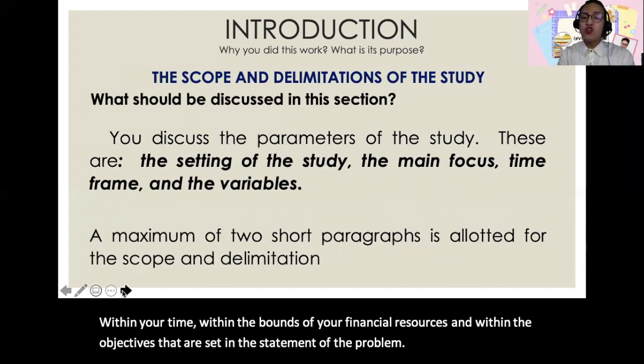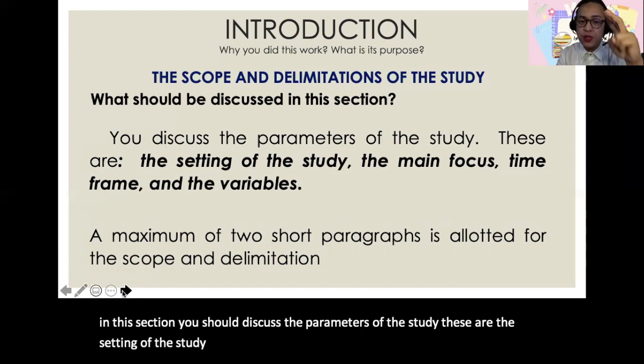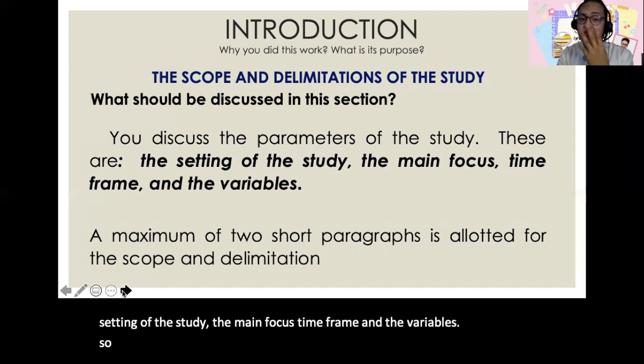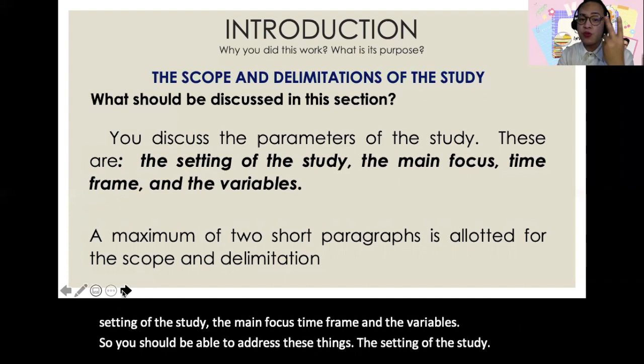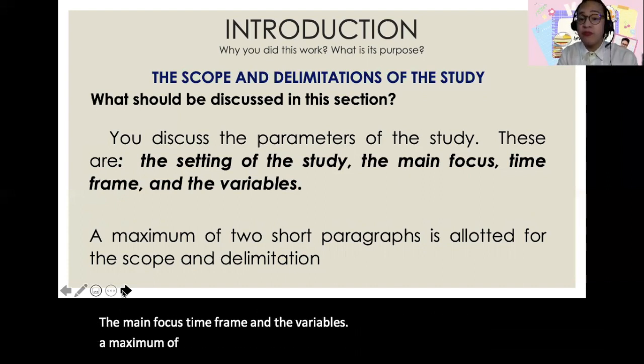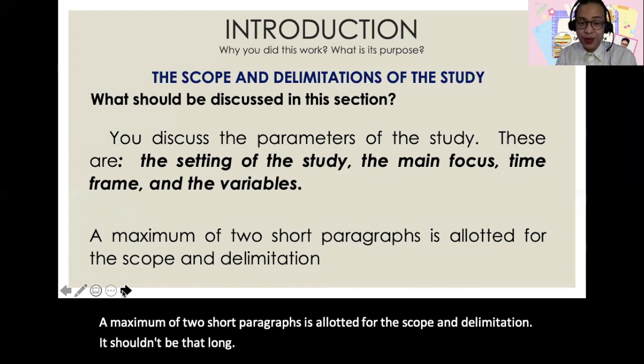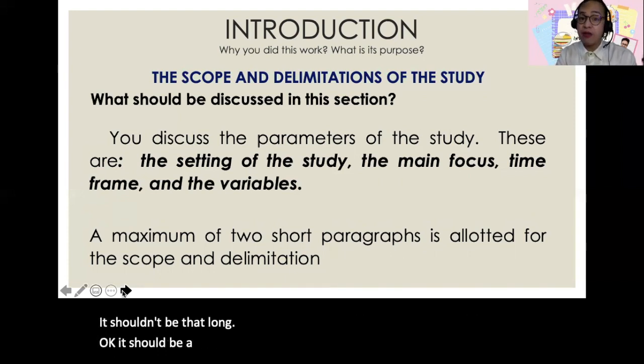In this section, you should discuss the parameters of the study. These are the setting of the study, the main focus, time frame, and the variables. So you should be able to address these things: the setting of the study, the main focus, time frame, and the variables. A maximum of 2 short paragraphs is allotted for the scope and the limitation. It shouldn't be that long. Okay, it should be a concise paragraph in 2 short paragraphs.